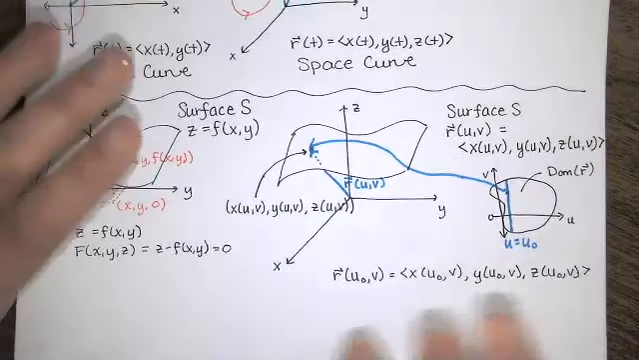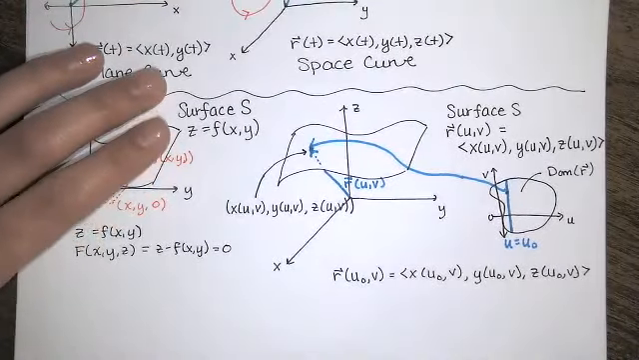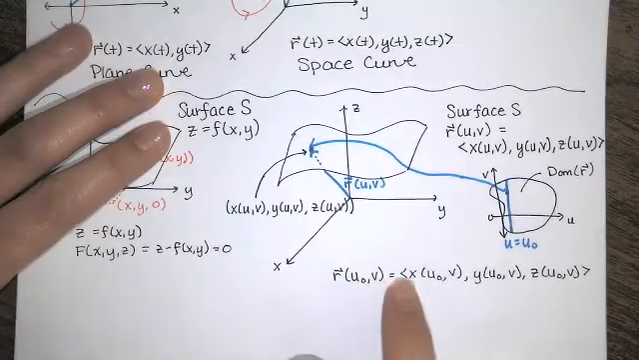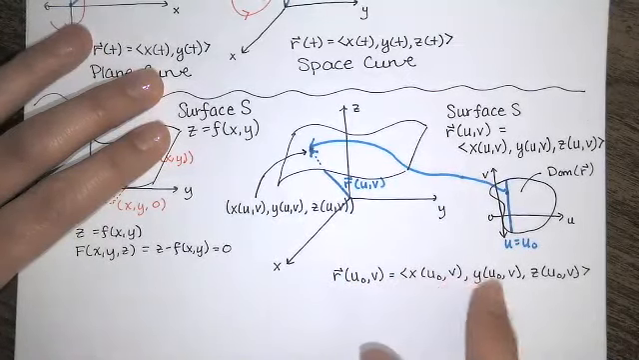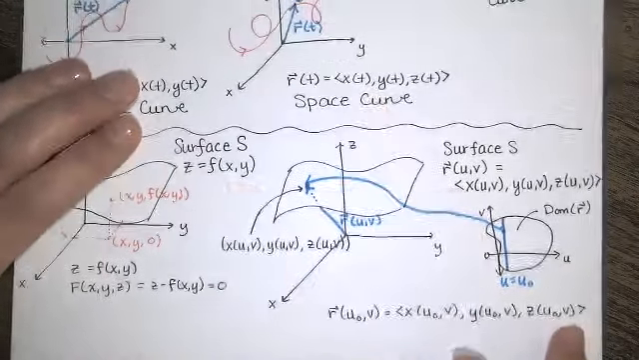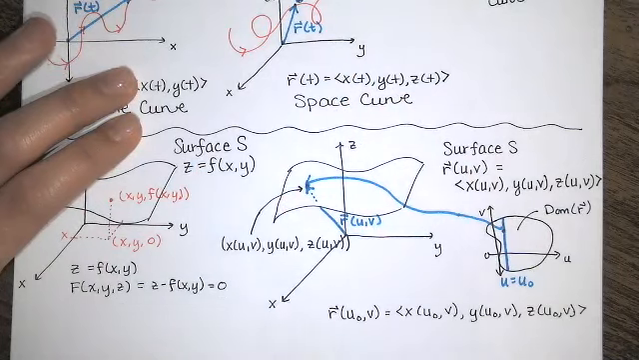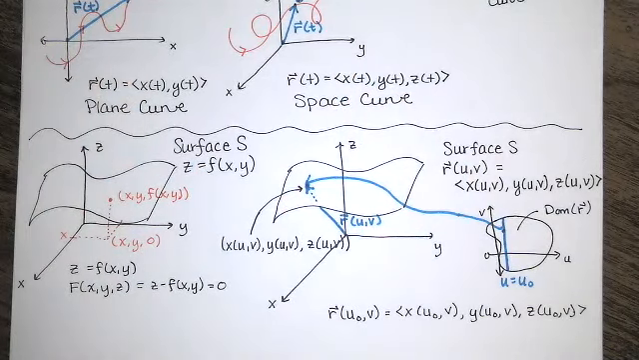If U naught is a constant, I've just replaced it with a number. Now R is a function of V only. So I've got X of V, Y of V, and Z of V. That looks just like this, except instead of using a T, I've got a V. But the principle, the idea is exactly the same.